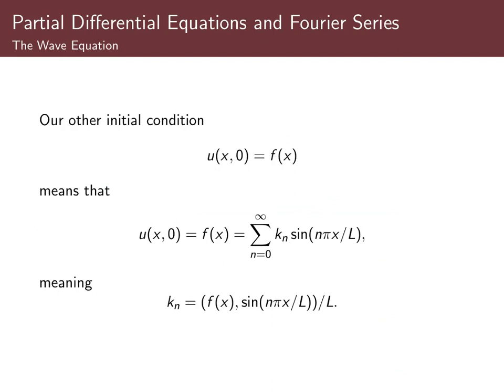The initial profile of the string f means that we can, upon substituting t equal to 0, gain this relationship for f and our solution. And this is very similar again to the heat equation. We multiply both sides by the nth Fourier sine basis function, we solve for k_n, and we end up with the fact that k_n is the nth Fourier sine coefficient for f. Okay, thank you.